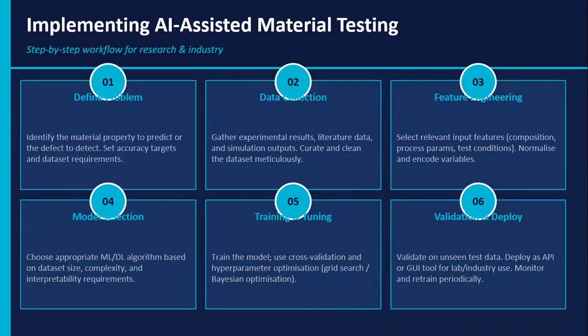Now let us see the implementation of AI-assisted technology in material testing. A structured workflow is highly essential for successful AI implementation. The process begins with defining the engineering problem. Next comes data collection from experiments, literature, and simulation. Relevant features are selected and prepared for model training. Appropriate machine learning algorithms are chosen based on the application. Models are trained, optimized, and validated using unseen data. Finally, the solution is deployed for practical laboratory or industrial use.